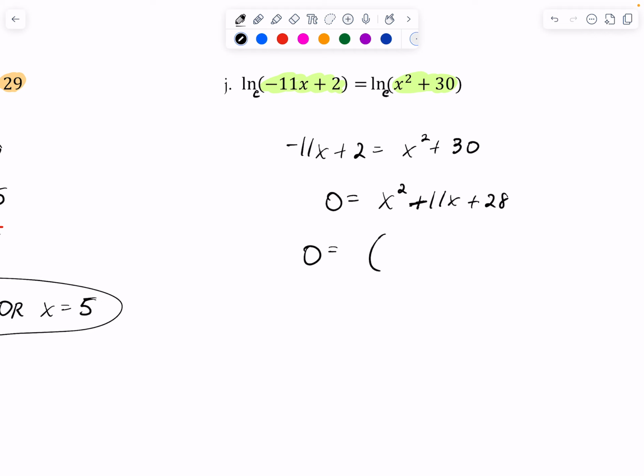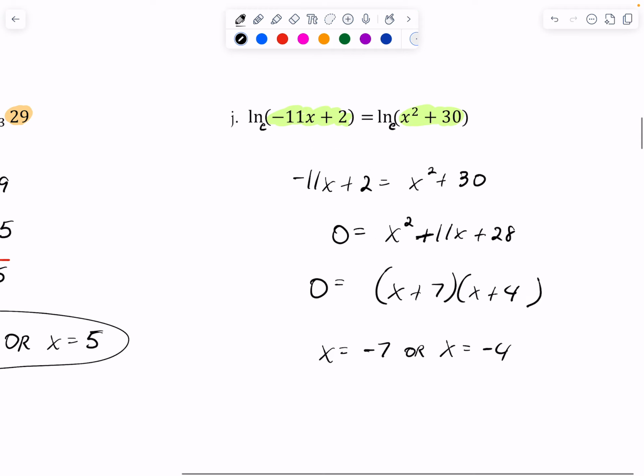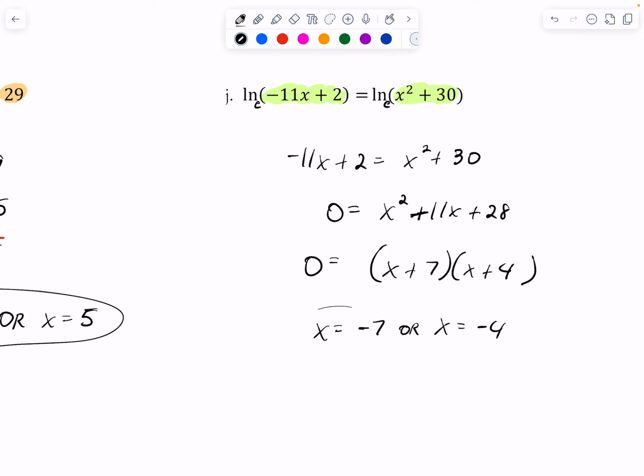So we need factors of 28 that add to 11. I'm going to use 7 and 4. That should work. Set each of those equal to 0, and you get x equals negative 7 or x equals negative 4. Before I move on, right, to say that I'm finished, check to make sure that they become positive values in the arguments. You're immediately multiplying by negative 11, so that would make those positive. And on the other side, you're immediately squaring in that argument, which would make those positive. So both of these are also going to work.